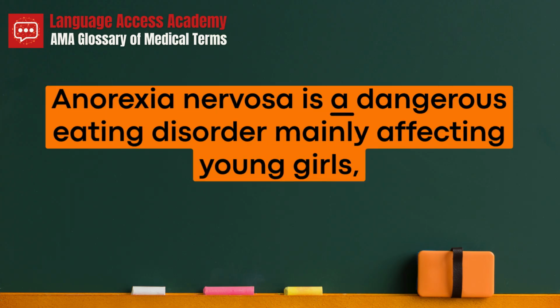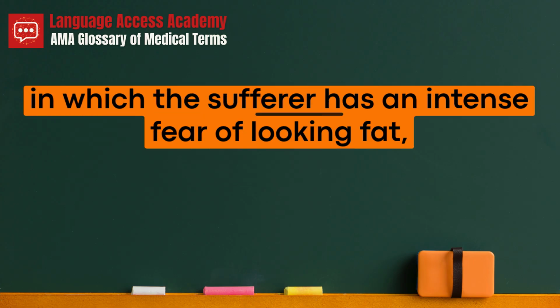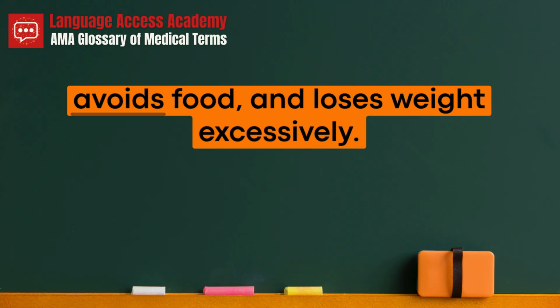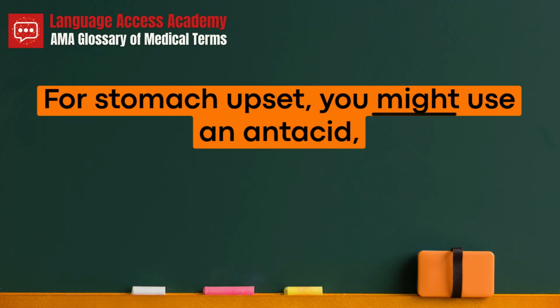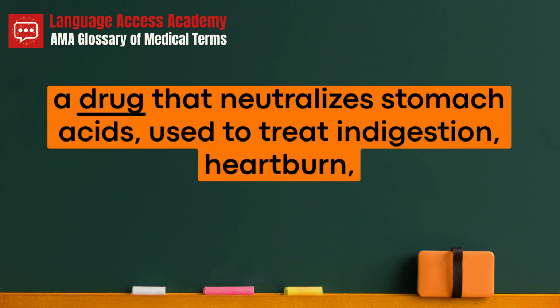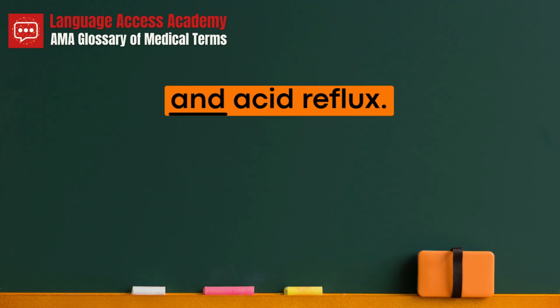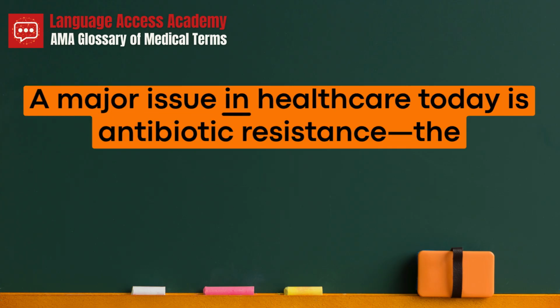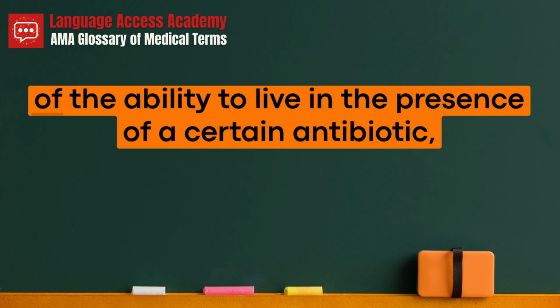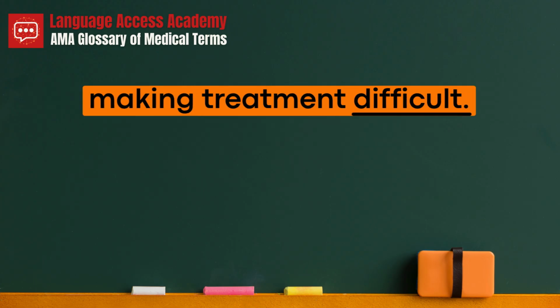Anorexia nervosa is a dangerous eating disorder mainly affecting young girls, in which the sufferer has an intense fear of looking fat, avoids food, and loses weight excessively. For stomach upset, you might use an antacid, a drug that neutralizes stomach acids, used to treat indigestion, heartburn, and acid reflux. A major issue in healthcare today is antibiotic resistance, the development by bacteria of the ability to live in the presence of a certain antibiotic, making treatment difficult.